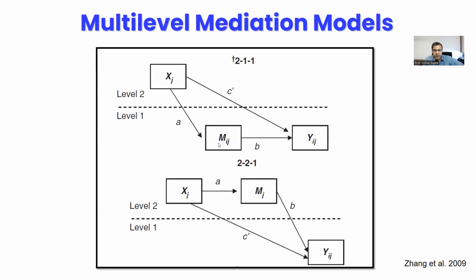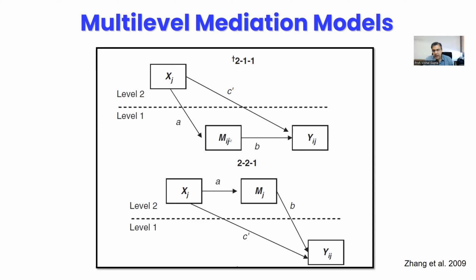Now, the problem with using Mij is that in the 2-1-1 model, Mij is a level 1 variable. And what are we trying to do? We are trying to explain a relationship between a level 2 variable Xj and Yij. So a level 1 variable is actually not there at level 2. So how can it predict a level 2 relationship, a relationship between a level 2 variable and a level 1 variable? That is the problem with this 2-1-1 model and having Mij.